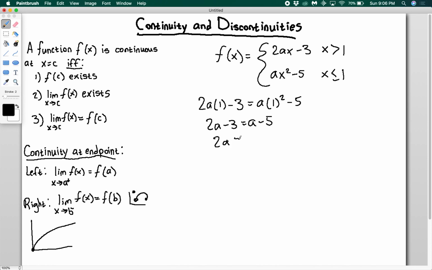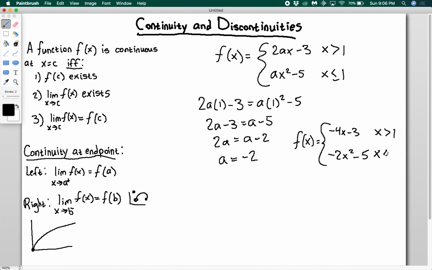So I have 2a equals a minus 2. Subtract a, I get a equals negative 2. Okay, so that means that my function, to make it continuous, should be f of x equals negative 4x minus 3 for x greater than 1, and negative 2x squared minus 5 for x less than or equal to 1. Now, this should be fine.